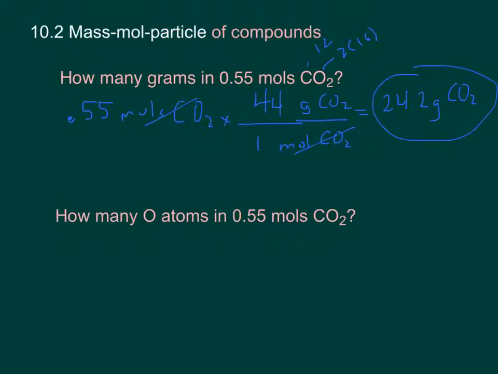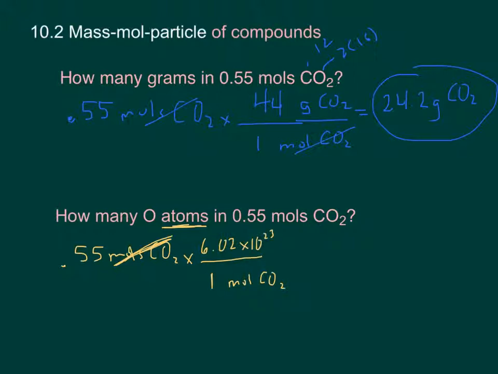For the last problem, how many oxygen atoms? That's a trigger word. You should be seeing that word and going, wow, I think I have to use Avogadro's number. We're going to start with 0.55 moles of CO2. The only thing you need to understand right now is that you have to get rid of moles of CO2 by putting it on the bottom. Then you need to think, what do I know about a mole of CO2? You know the definition of a mole of CO2 is 6.02 times 10 to the 23rd.